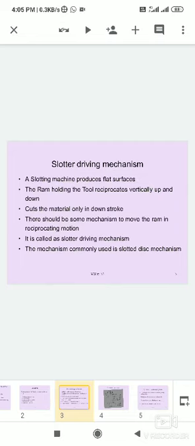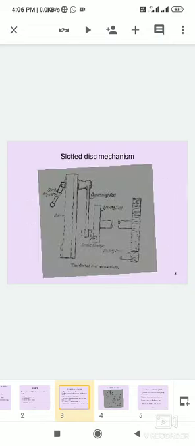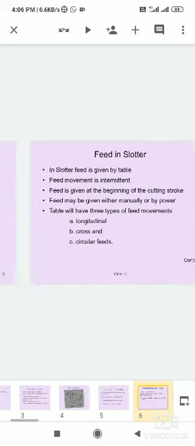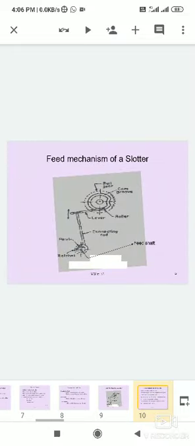This is one type of quick return mechanism, and the other type is the variable speed reversible motor drive mechanism. It is also called the feed mechanism in slotter, that is, the power feed mechanism, the feed mechanism of the slotter.